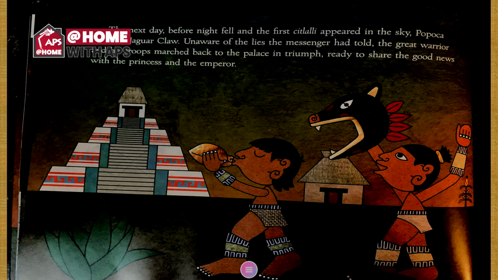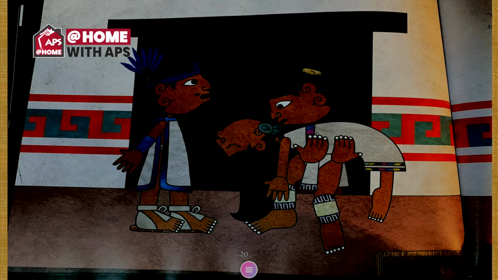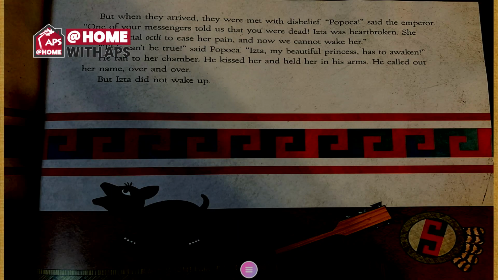The next day, before night fell and the first star appeared in the sky, Popoka defeated Jaguar Claw. Unaware of the lies the messenger had told, the great warrior and his troops marched back to the palace in triumph, ready to share the good news with the princess and the emperor. But when they arrived, they were met with disbelief.